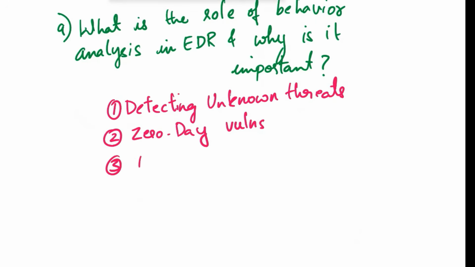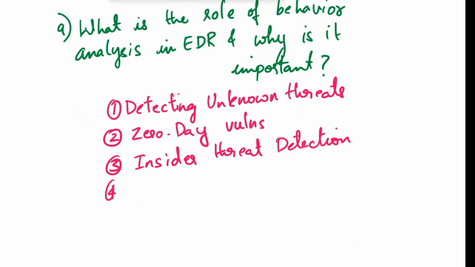Next one is insider threat detection. Malicious or unintentional insider threats often involve abnormal behavior patterns. Behavior analysis can help identify employees or users who are behaving in ways that deviate from their usual actions, indicating potential insider threats.